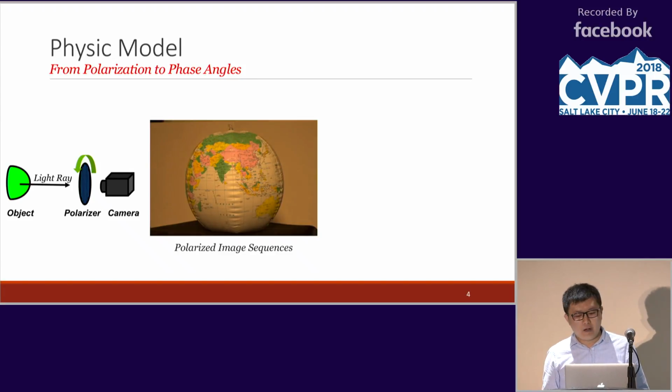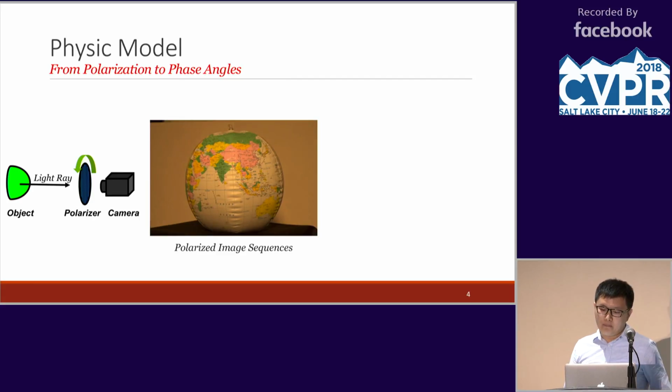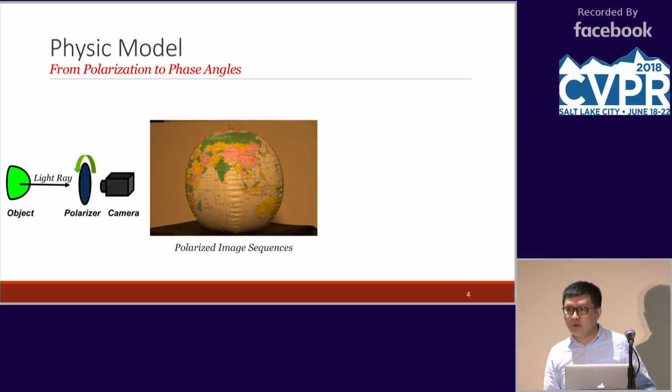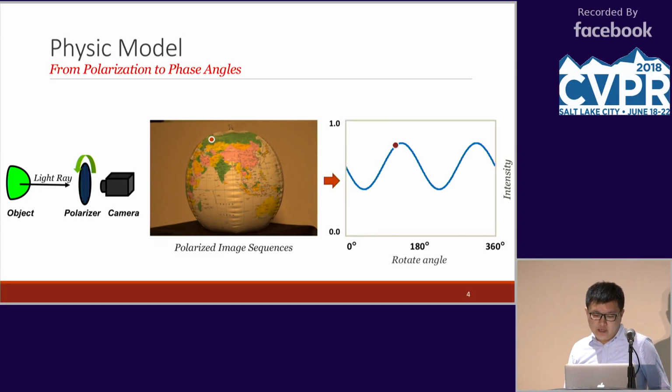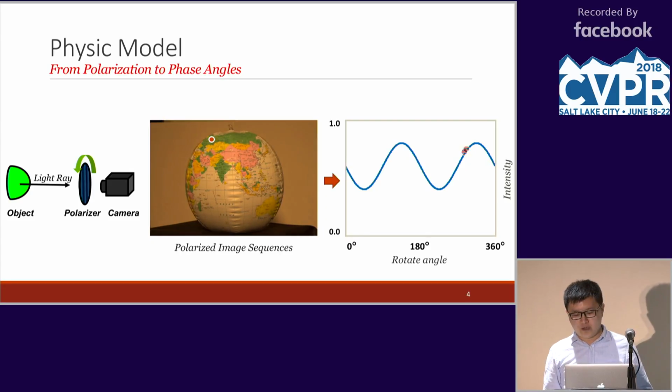So in the next part, I will first introduce the physical model for the polarimetric 3D reconstruction. Basically, if we record multiple images while the polarizer is rotating, the intensity of the pixel will change over time, as you can see in the middle. If we sample a pixel, this intensity change will form a cosine curve with respect to the rotation angle of the polarizer. Here, we denote the phase angle of this cosine curve as angle phi.